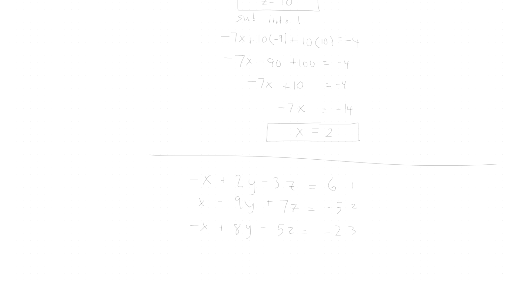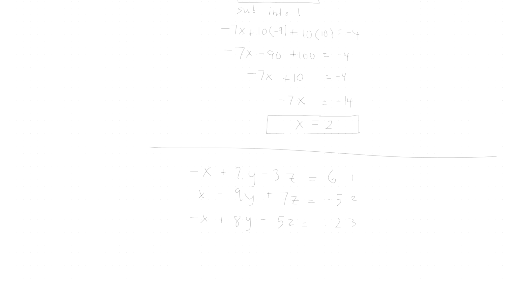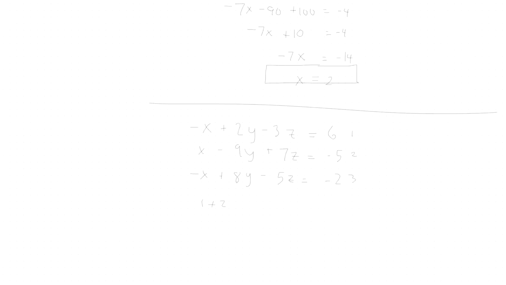Just like the equation we finished, which two are we going to add right off the bat? The first and second. We're going to add 1 plus 2. Why? How do we know to do that? Because one is negative X and another one is positive X. Yeah, exactly.